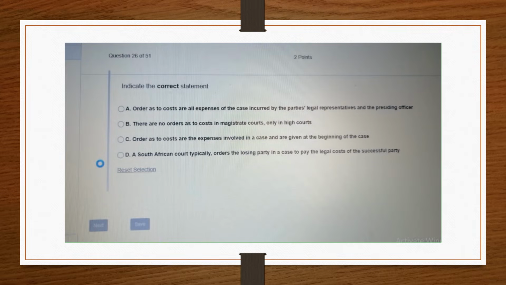Indicate the correct statement. 26. The answer is D, which is on page 59. A South African court typically orders the losing party in a case to pay the legal costs of the successful party. Yes, you can find that on page 59 of the guide. I'm not going to go there because I simply found this on the internet. I don't remember the website, but I was reading somewhere, then I found this.